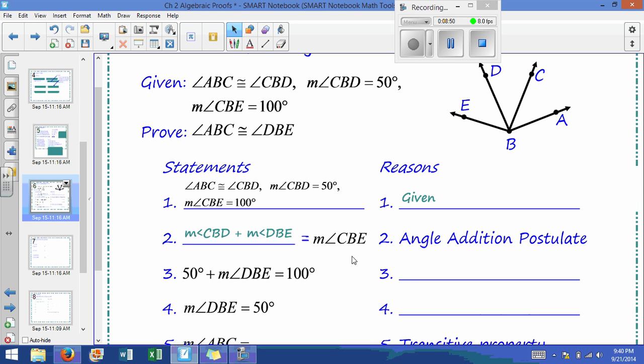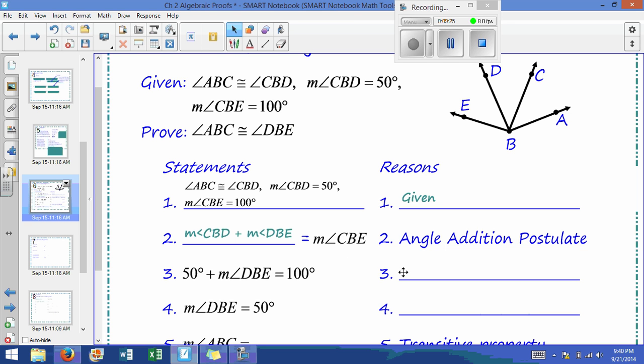Okay, so let's keep going. What we need to do is fill out reason 3, given this statement. Again, I'm not just going to read this statement and ask where they got that from. What I'm going to do is ask, how did 2 become 3? Well, if I notice, the DBE is still in the DBE spot, but instead of angle CBD, I have 50 degrees. Why did they do that? Well, if I go back up to my given, CBD is 50. So I took out CBD and I plugged in 50.